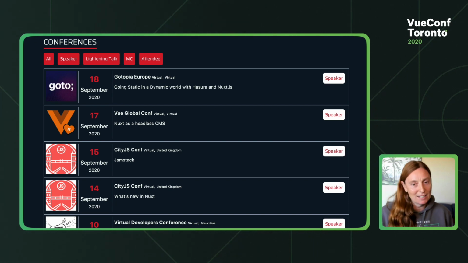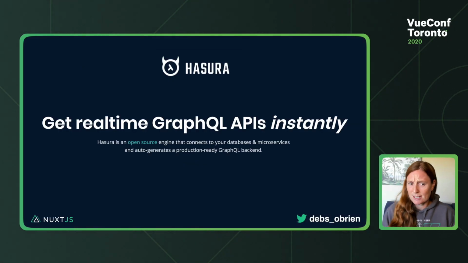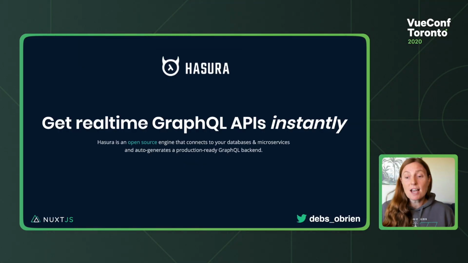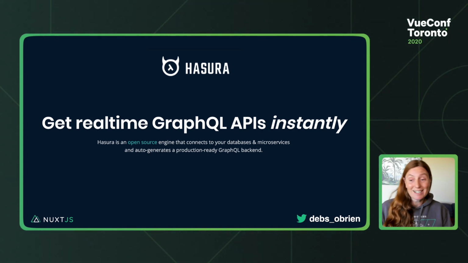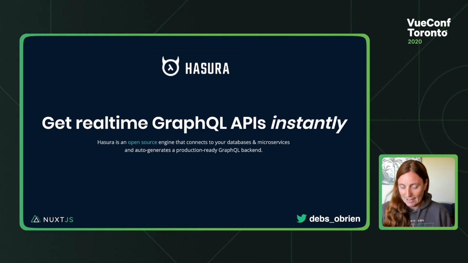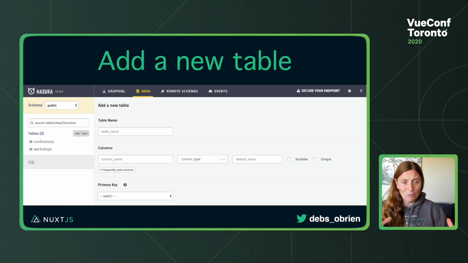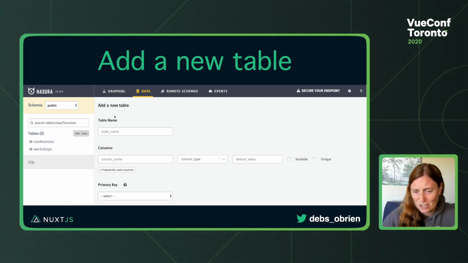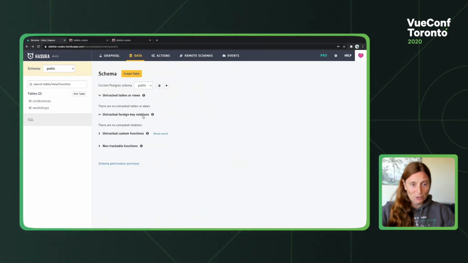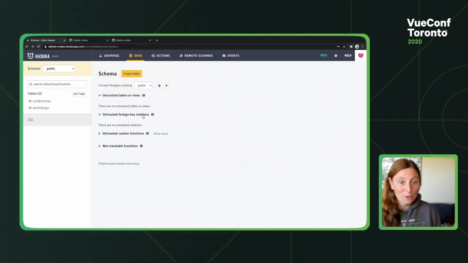So how am I going to add this? Where's my data coming from? Is it live? Is it static in my application, or where is it? I'm using Hasura, which is a real-time GraphQL API, an open source engine. It connects your databases and auto-generates a production-ready GraphQL backend. I'm going to show you that. Let me just quickly show you how we're going to add a new table. No, you know what? Let's just go to the code. It's easier. So here's my GraphQL with Hasura.